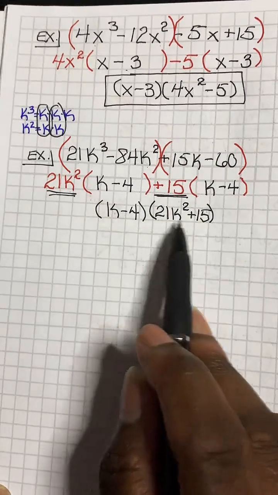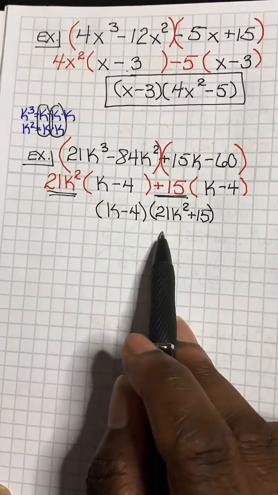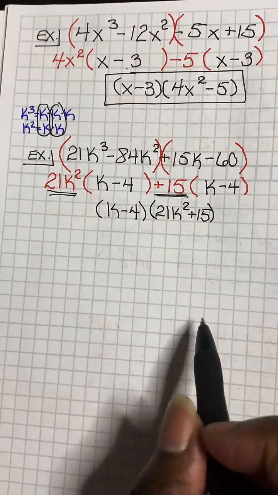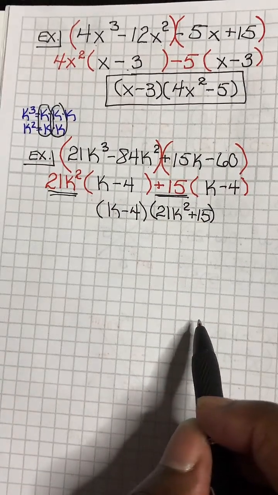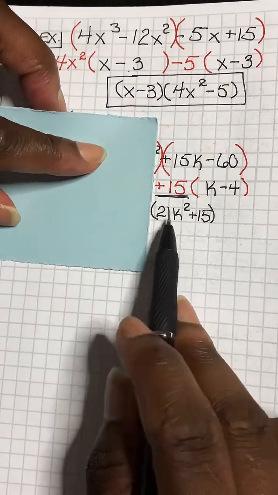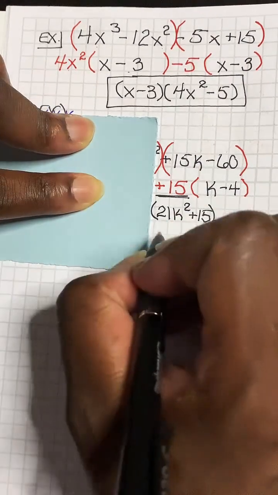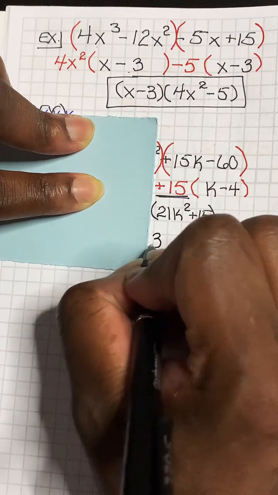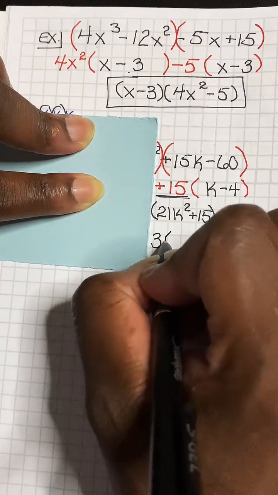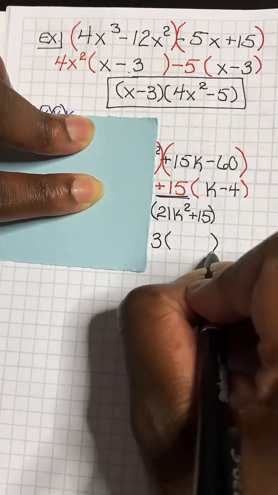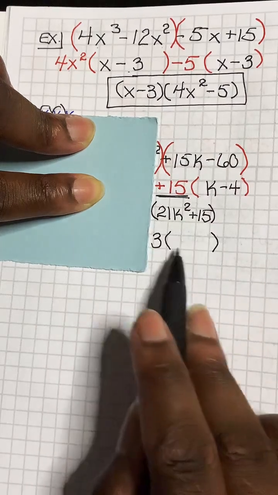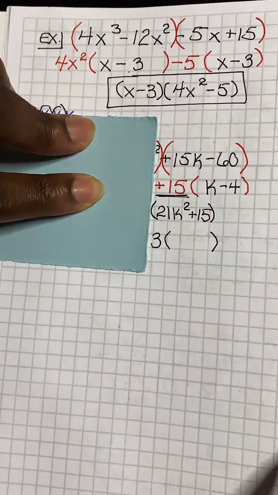So basically, we need to factor out that trifling friend. It's time to go, right? So what number do they have in common? So 21 and 15, they have 3 in common. So if I factor out that 3, what's going to be left in the parenthesis?